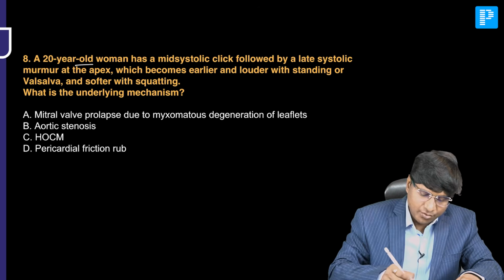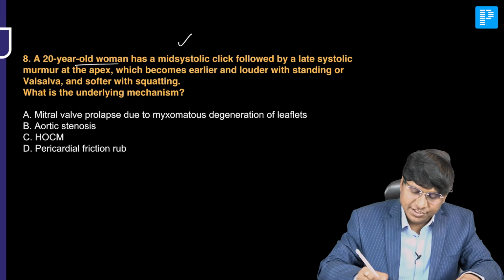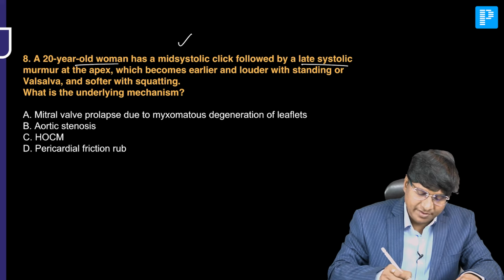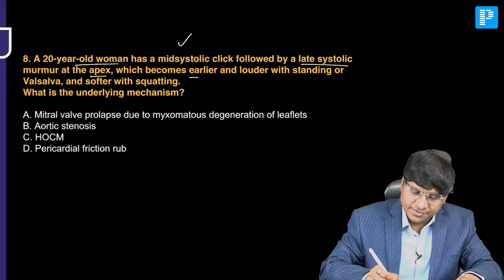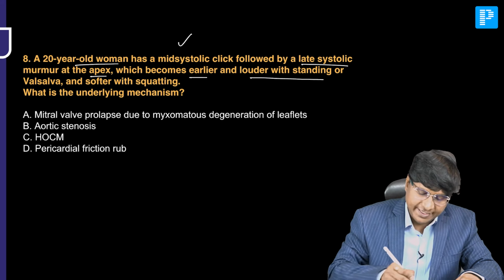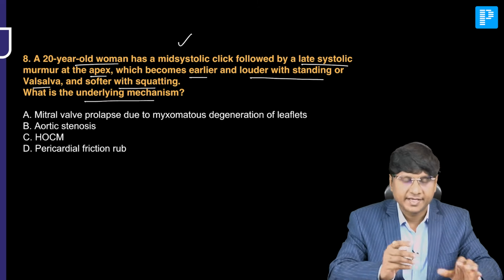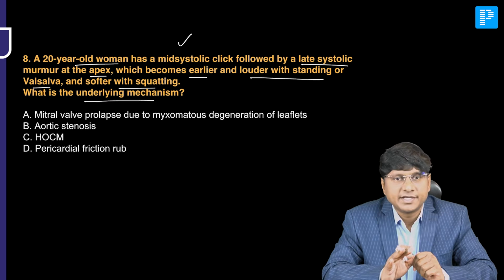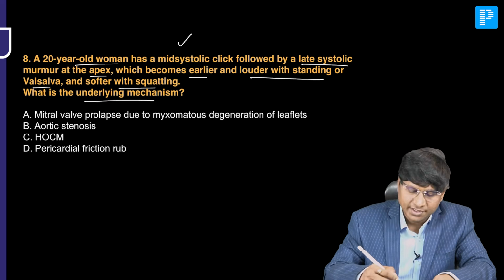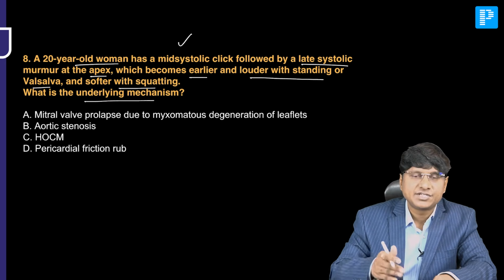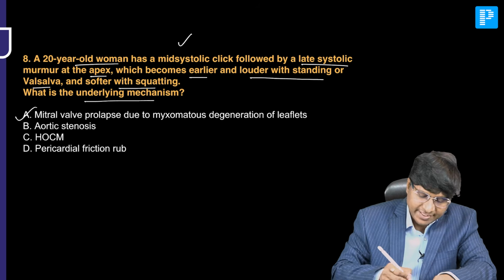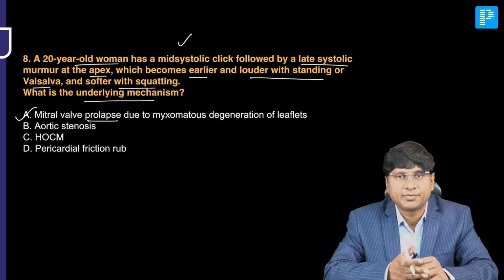Next, a 20-year-old woman has a mid-systolic click followed by a late systolic murmur at the apex, which becomes earlier and louder with standing or Valsalva, and becomes softer with squatting. What is the underlying mechanism? First of all, what is the clinical diagnosis here? There is a mid-systolic click with a late systolic murmur. This is the characteristic feature of mitral valve prolapse syndrome.